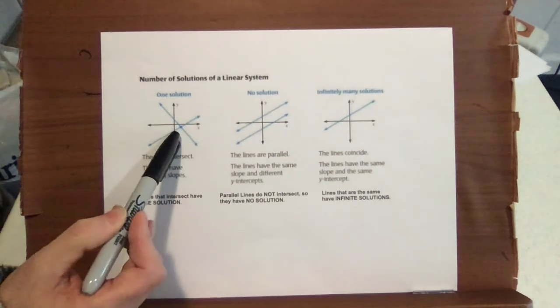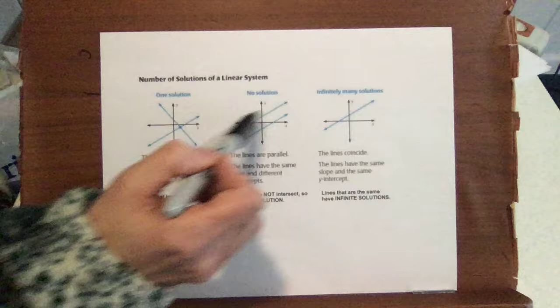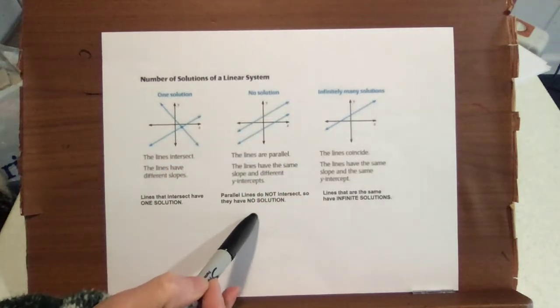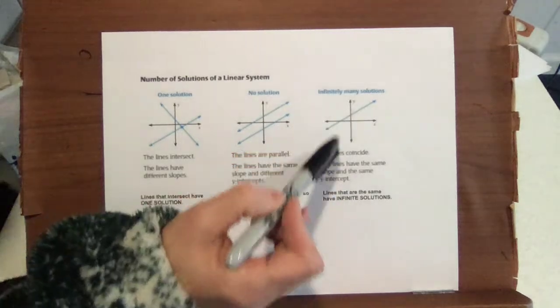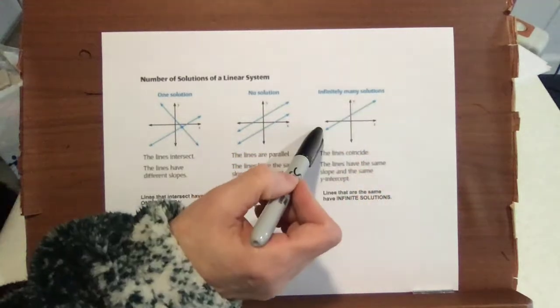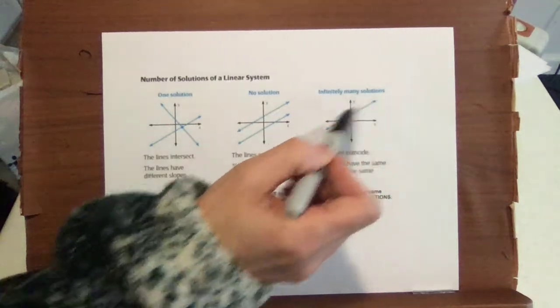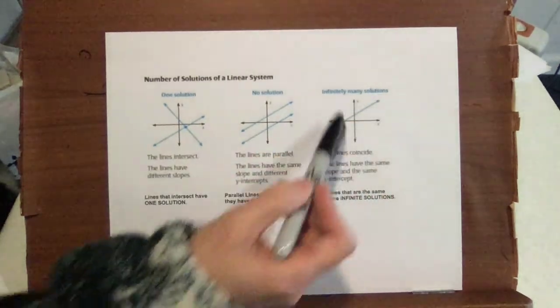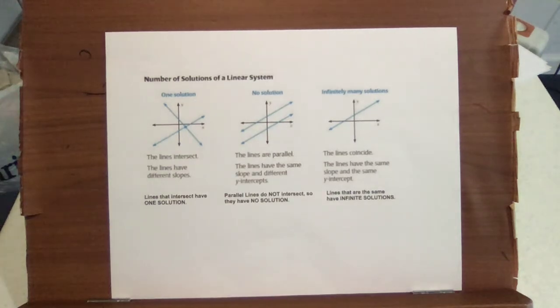So one solution: two separate lines, they intersect at one point, one solution. Parallel lines will have the same slope, and there'll be no solution because there's no intersection point. And a line that overlies itself means that there's infinite solutions because every point on the line touches every point on the second line.